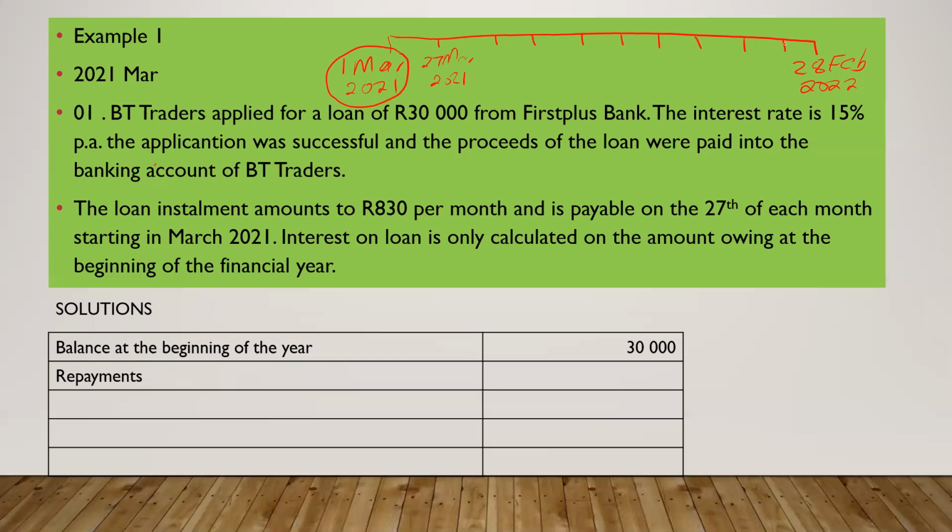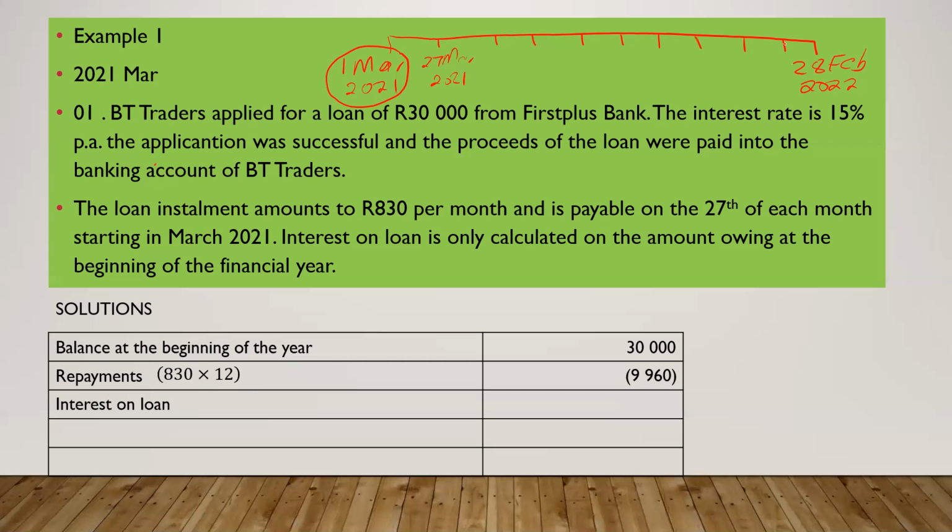11, sir. Is it 11? I think it's 12. It is 12. So in this case, my repayments will be 830 times 12. And 830 times 12 simply tells me that my repayments in total will be 9,960.